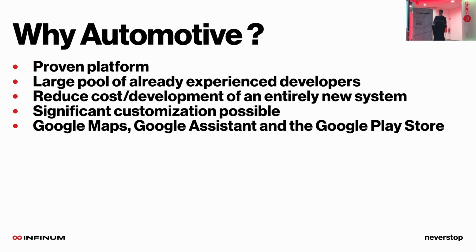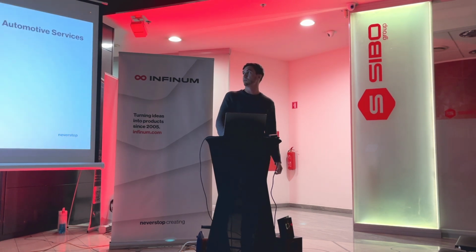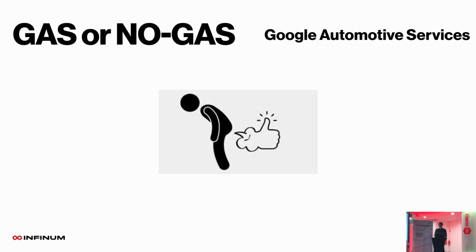Also, significant customization is possible. This is basically open source, so there's not a bunch of restrictions here. Also, it can give you access to Google Maps, Google Assistant, and the Google Play Store. So again, this is something that manufacturers wouldn't need to develop themselves. They can just use these solutions provided by Google. And automotive can come equipped with GAS or no GAS, and this stands for Google Automotive Services. These are mostly the three things that I just mentioned, so the Maps, the Assistant, and the Play Store. And in order to have this available in the vehicle, the manufacturer needs to conform to some standards defined by Google. They need to pass some compatibility tests to obtain the licenses for this, but this is completely optional. They don't need to do it.